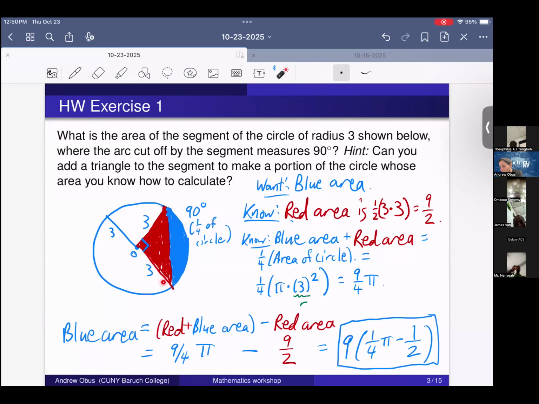And then we also know the area of any fraction of a circle, because we know the area of a circle. So if you've got a quarter of a circle, then the area is 1/4 the area of the entire circle. So if you take this big area, which is the quarter circle, and subtract off the area of the triangle, then what you're left with is the blue area, which is what the question asks for. All right. Any questions on this?